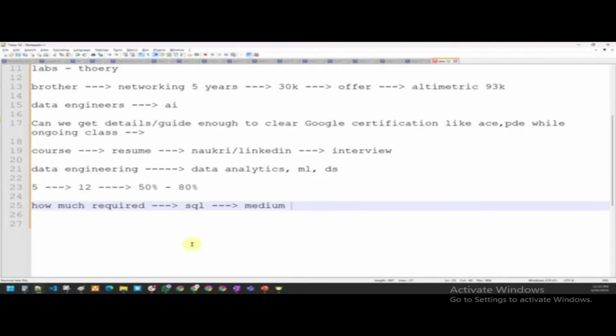Everyone uses AI, ChatGPT, and all of those things. But for sure, by the end of this course, as a GCP data engineer, you will be able to code something at a medium level. That's how I make it.